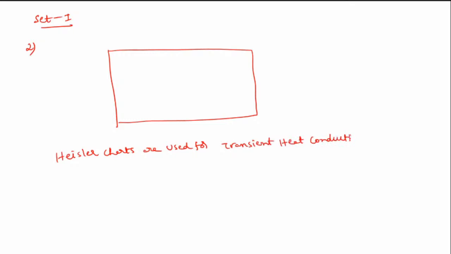In Heisler charts, for center line temperature, on the y-axis we'll have (T naught minus T infinity) by (Ti minus T infinity). On the x-axis we'll have the Fourier number, that is alpha t by r naught square. And we'll be having plots like this.